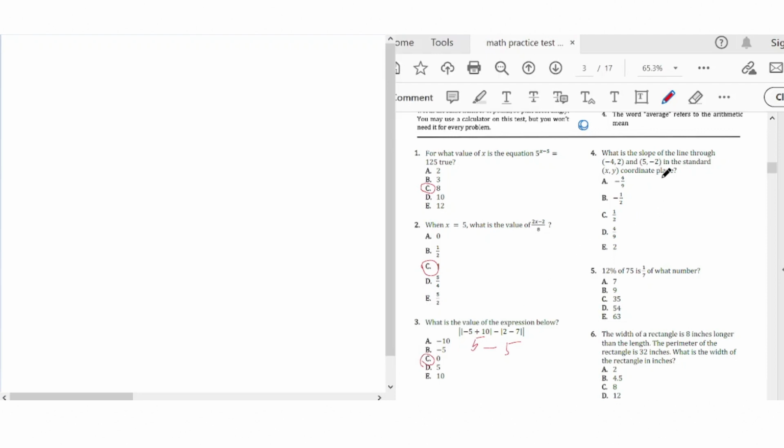Moving on to number 4, we have some classic slope problems. We have 2 points, negative 4, 2, and 5, negative 2 in the xy coordinate plane. For this, we have to remember the y2 minus y1 over x2 minus x1 formula. So let's assign this first one to be x1 and y1, and this second one to be x2 and y2. So let's set up our formula over here to the left.